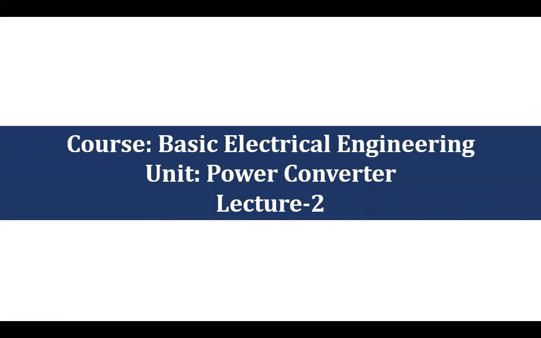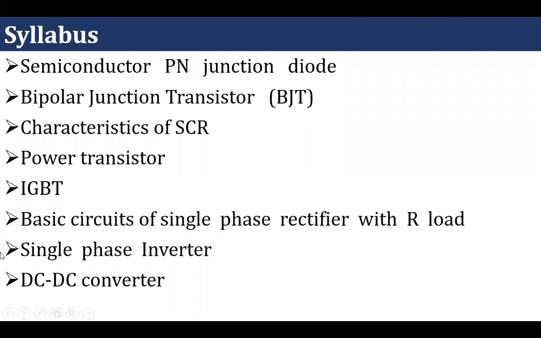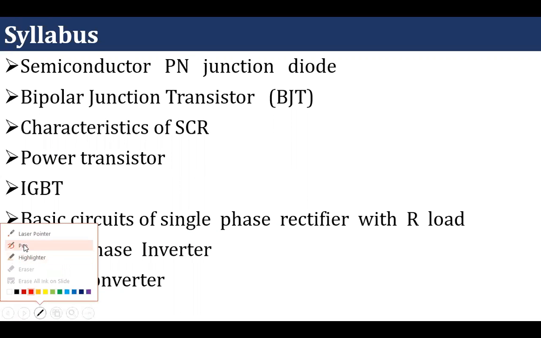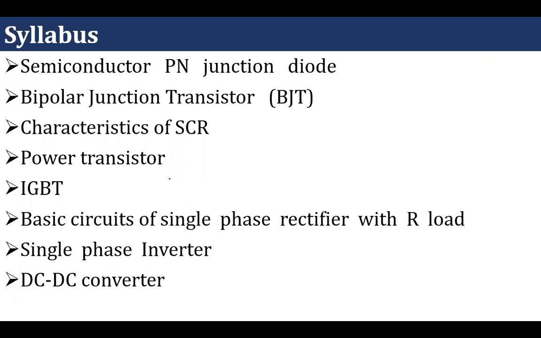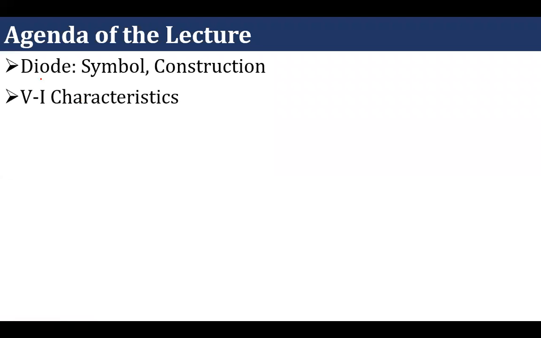Hello all, this is lecture 2 of unit number 5, which is power converter, which belongs to the basic electrical engineering course offered in BTech first year in both Bikaner Technical University and Rajasthan Technical University. In this unit, we have to go through the following points, and in this lecture, we are going to deal with the first and a very important semiconductor device, which is the diode. We'll go through its symbol, construction, and finally its VI characteristic.